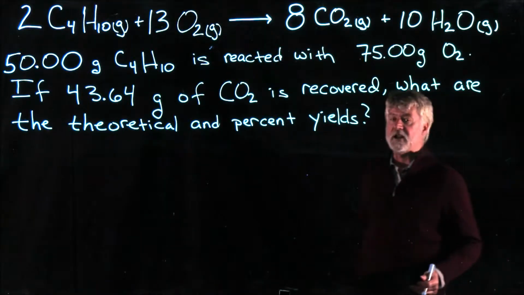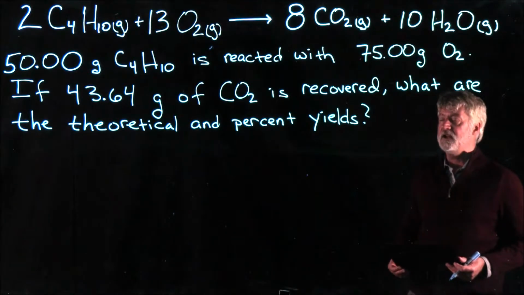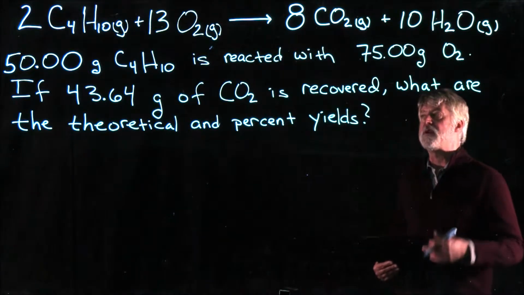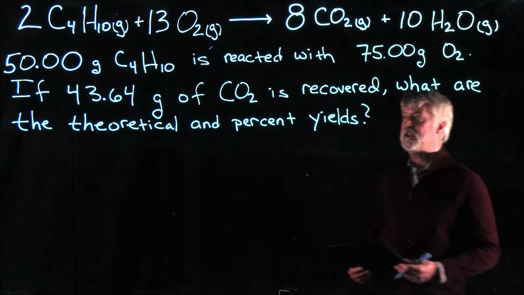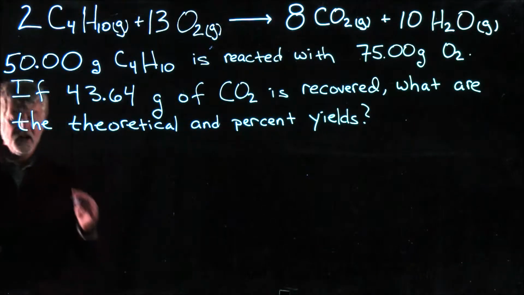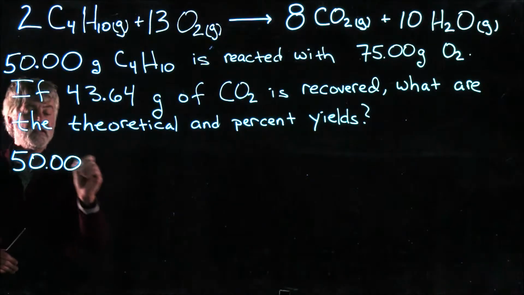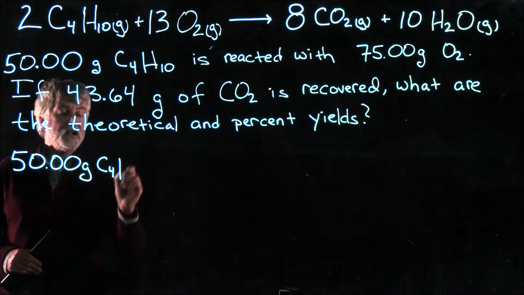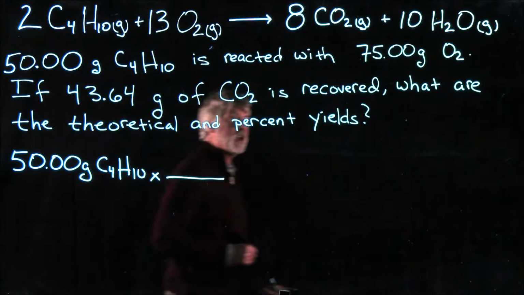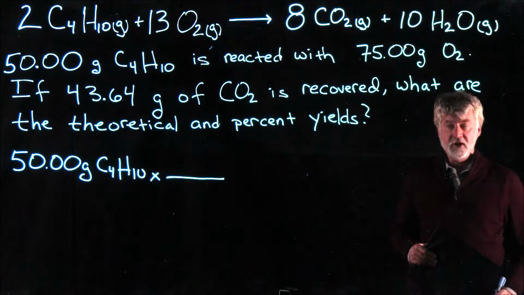To make that calculation, we're going to take both of the reactants, that is butane and O2, and do a stoichiometry problem where we assume that it all gets reacted. So for C4H10, or butane, we start with 50 grams of C4H10, and we have to convert that to moles. Anytime we're going to compare amounts of reactants and products, we have to go through moles.